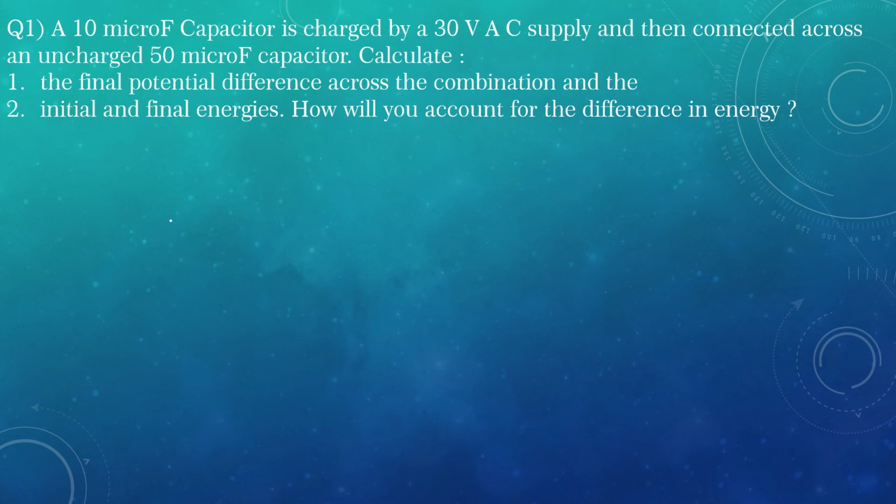A 10 microfarad capacitor is charged by a 30 volt supply and then connected across an uncharged 50 microfarad capacitor. We need to calculate the final potential difference across the combination and the initial and final energies. How will you account for the difference in energies?